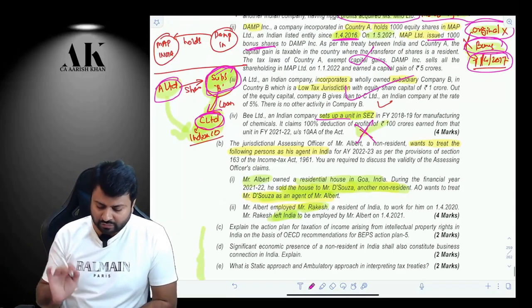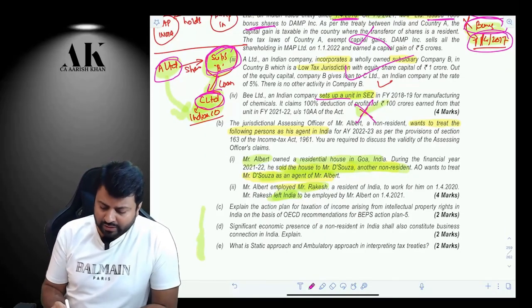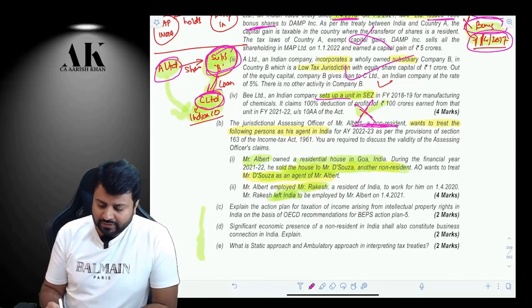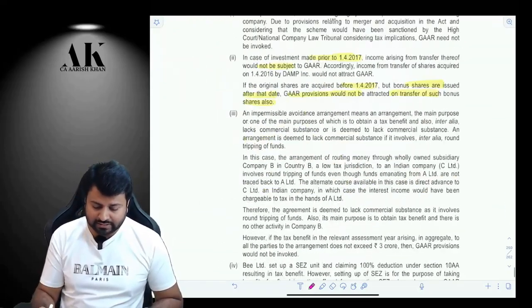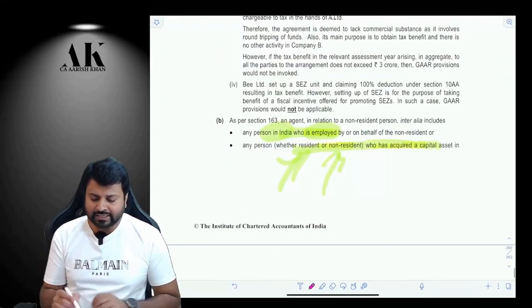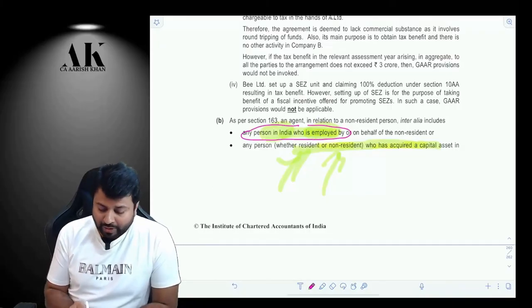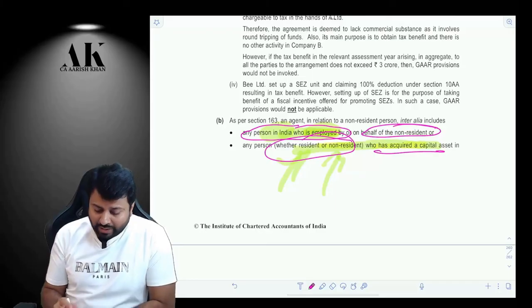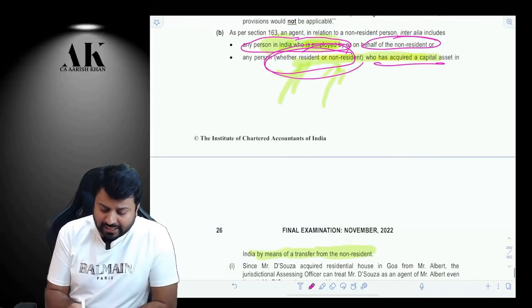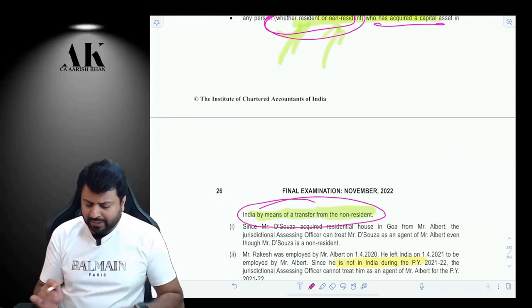And one last question over here is, there is one person who is a non-resident, Mr. Albert, who wants to treat the following person as his agent. Now, who can be called as an agent? First of all, you need to understand who can be called as an agent in India. An agent in India can be any person who is employed in India on behalf of a non-resident. Second, any person, whether resident or non-resident, who has acquired a capital asset by transfer from a non-resident.